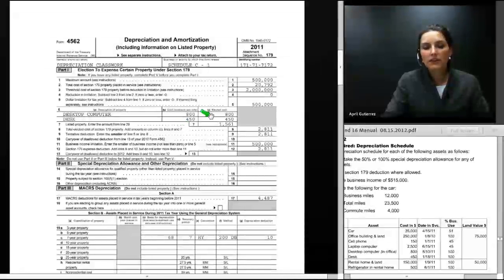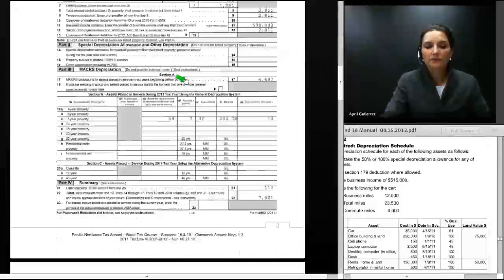We add that to the $1,250 of depreciation for Section 179 deduction on the desktop and the desk, and we're left with $2,881. Our deduction for the Section 179 deduction is not limited, so we take the lesser of line 5 or line 9, and in this case, line 9 is the lesser number.